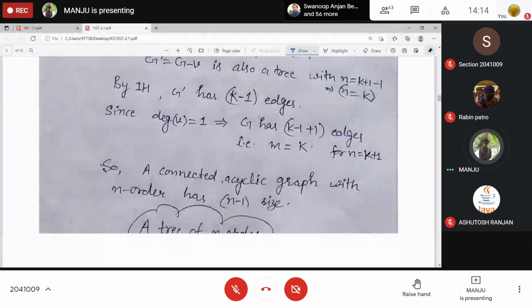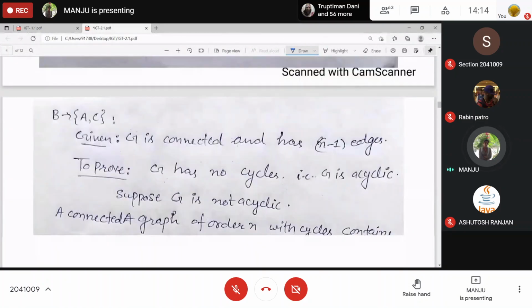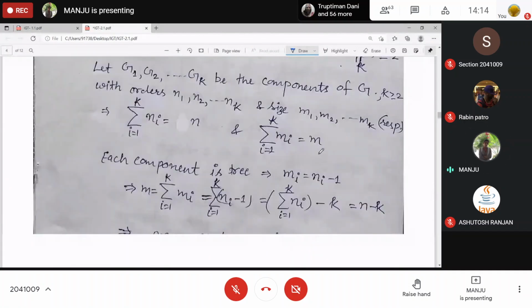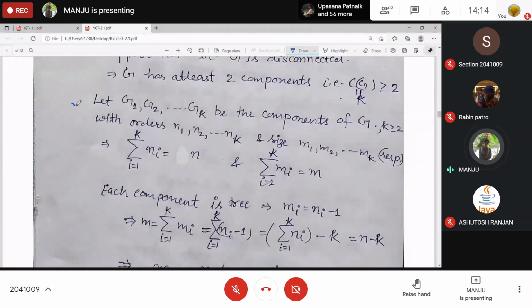A tree of order n has size n minus 1, that is already done. This was the proof. If someone asks you to show that a forest of order n and having k trees, or you can just say having k components, has size n minus k, how will you show it? This one is the proof.